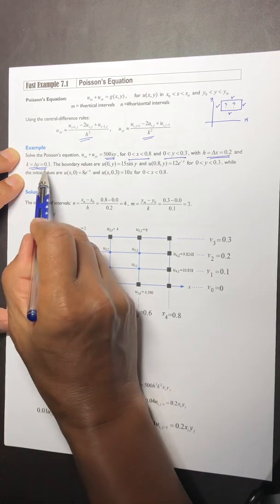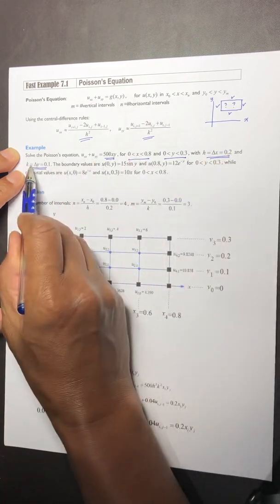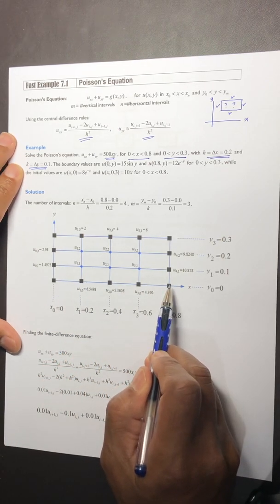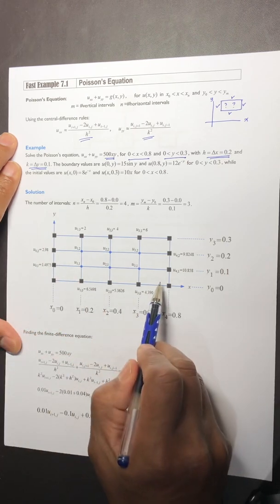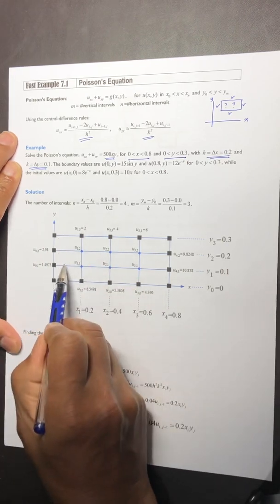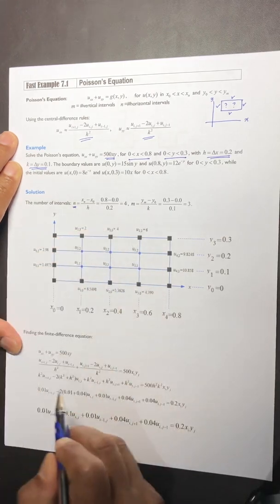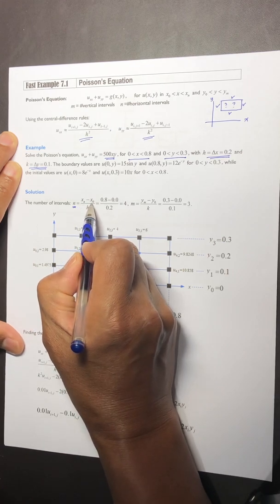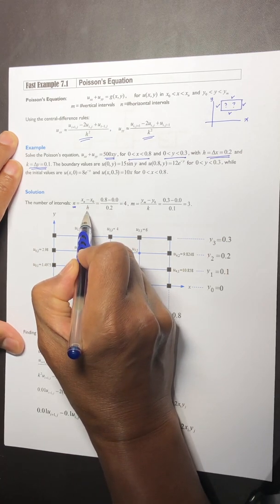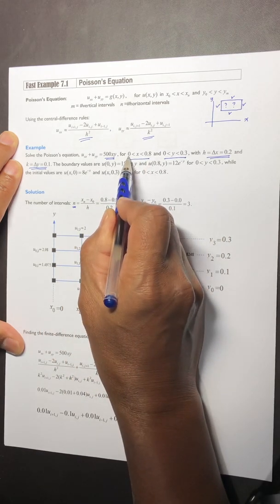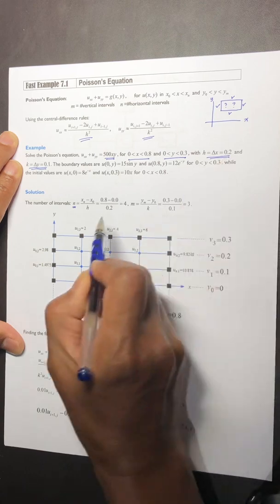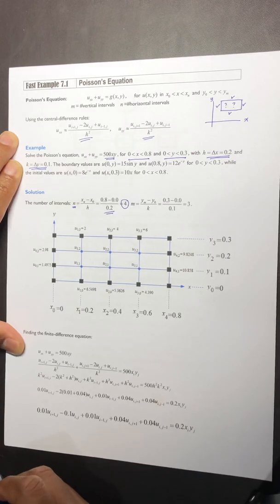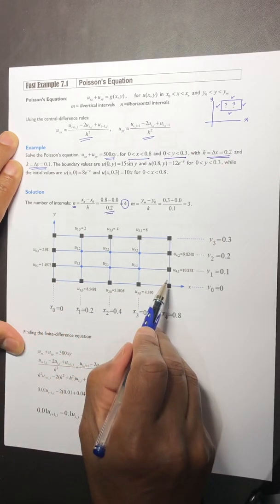With this information in the first sentence here, we should be able to draw the domain. The first step in solving the problem is to draw the domain. But before drawing the diagram, we need to know the number of intervals in the horizontal direction, n. So n is the last value of x minus the first value of x, divided by h. So 0.8 minus 0 over 0.2 gives 4. So n is 4, the number of horizontal intervals.